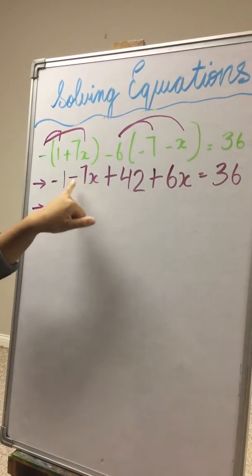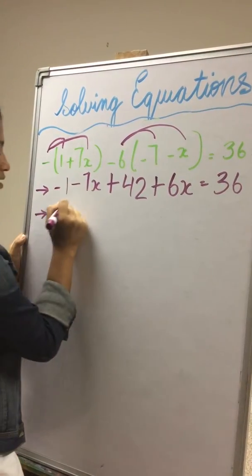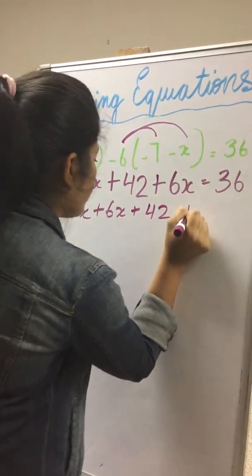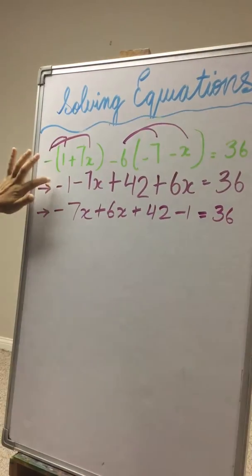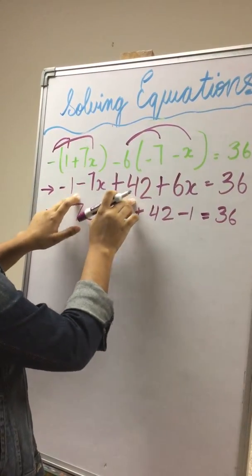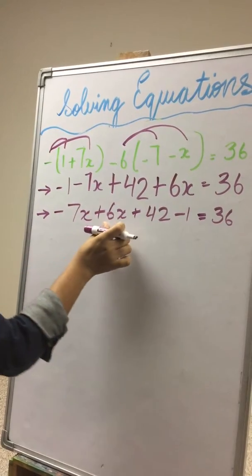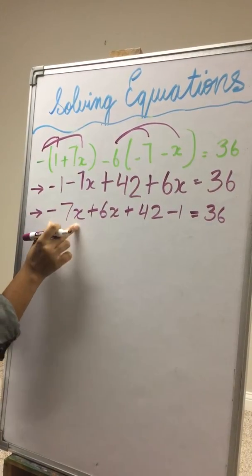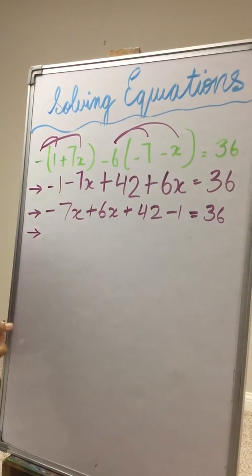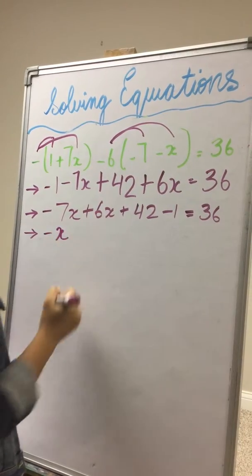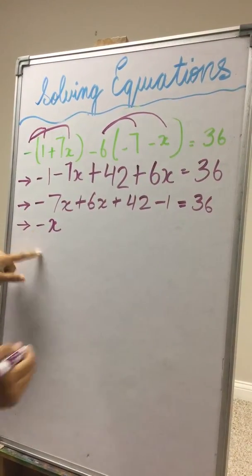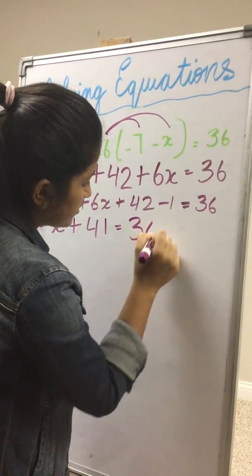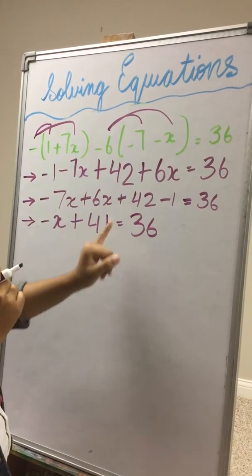So what I'm going to do is negative 7 and there's a 6. So I'm just going to put these closer together because that makes it easier to understand. So this is basically what this line is, but what I did is I put all the x's and the normal values together. So negative 7x plus 6x. So what you can do is 7 minus 6 is 1, and since the larger number, which is 7x, has a negative sign, you put a negative on. So it's going to be a negative x. Again, you don't necessarily have to write the 1 because it doesn't really matter. Then 42 minus 1 equals 41. And then there's going to be this 36. Now we have negative x plus 41 equals 36.